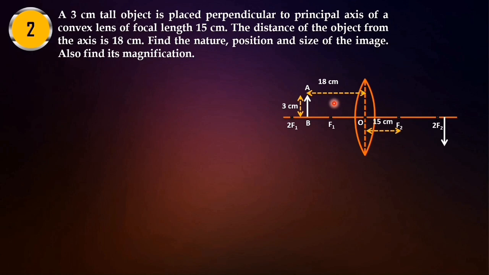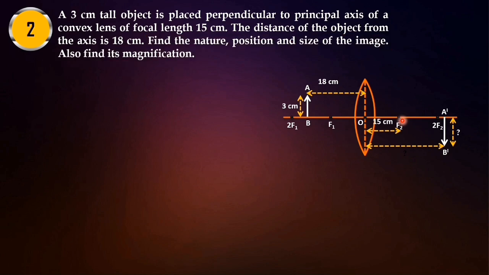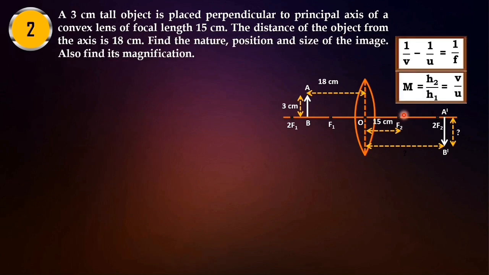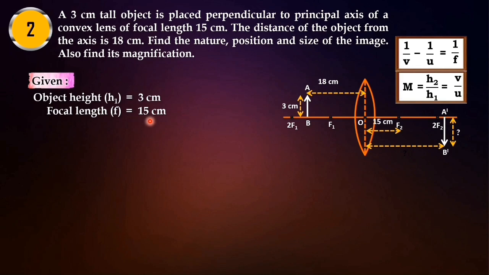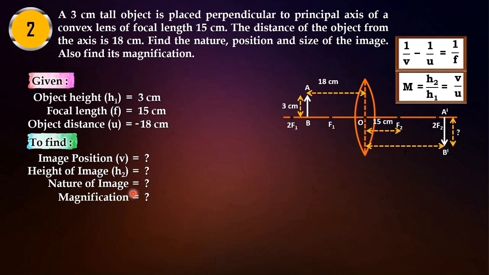So in the question we have to find the nature, position and size of the image. Also you have to find its magnification. I hope this is an easy question. You just have to apply these two formulas. So what is given: object height h1 equal to 3 cm, focal length f equal to 15 cm and object distance u equal to minus 18 cm. So you have to find the position of the image, that is the value for v, height of the image, nature of the image and magnification.